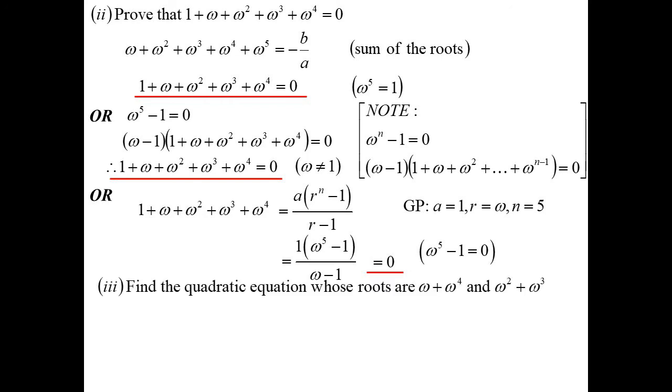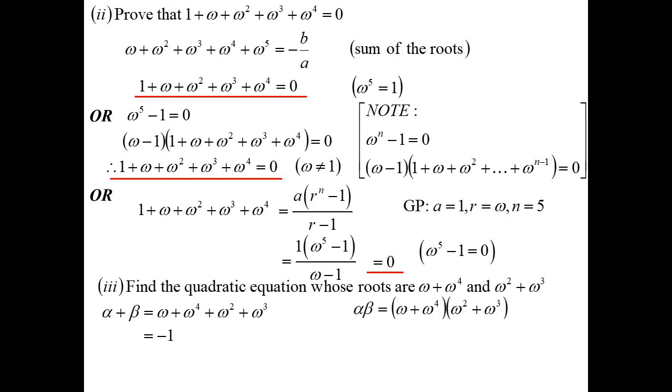So we're now going to find the quadratic equation with solutions omega plus omega to the 4 and omega squared plus omega cubed. Grouped in that way for a particular reason, by the way. But anyway, the sum of the roots of our new equation will be omega plus omega to the 4 plus omega squared plus omega cubed. We know 1 plus omega plus omega squared plus omega cubed plus omega to the 4 is 0. Therefore, that must equal negative 1.